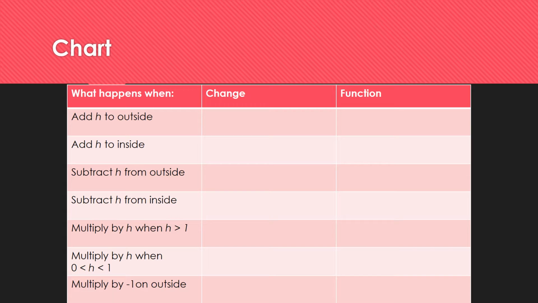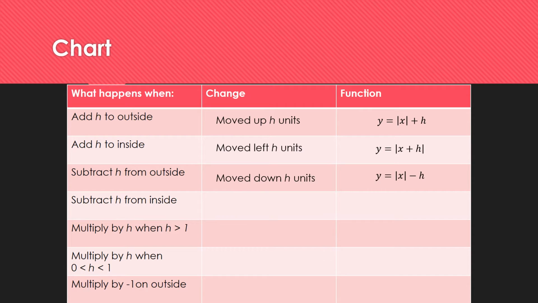Let's go back to the chart that we did on day 1. Let's take a look at what the change and function columns should look like. For the first one, it moved up H units. You can also put that it was on the y-axis that it moved up. Second one, it moved to the left. Third, moved down. Fourth, moved to the right.